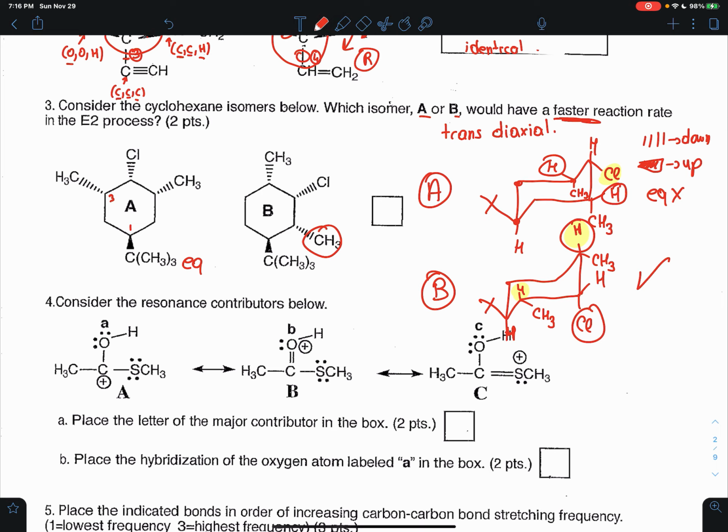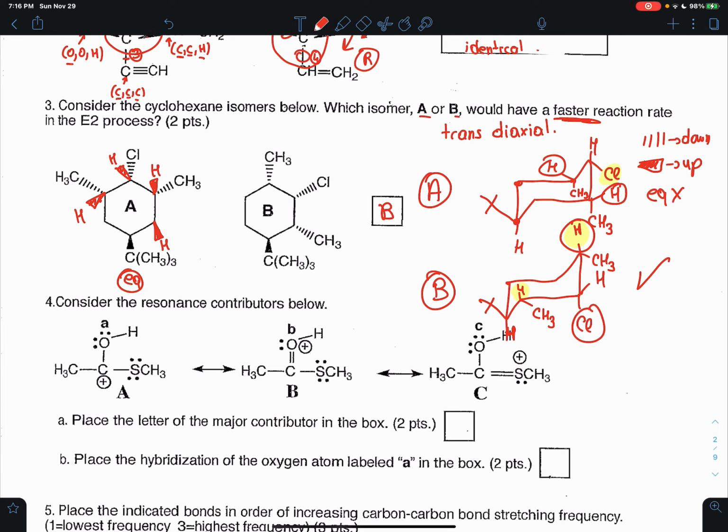So which one would be faster? It would be B. Now another way to solve this question, without even drawing the chair conformation, is how I like to do it. First of all, I start by putting my biggest group on equatorial. Now that I chose this equatorial, every single wedge is going to alternate. So there's a wedge right here with a hydrogen, a wedge right here with a hydrogen, a wedge here with a hydrogen, and a wedge here with a hydrogen.